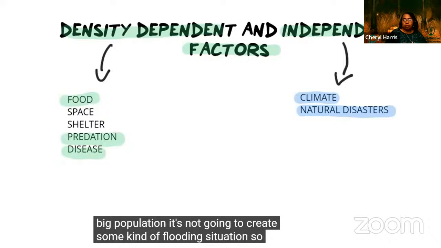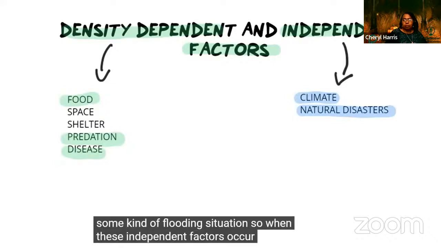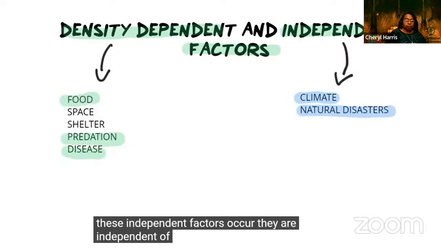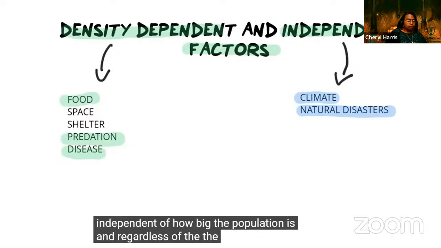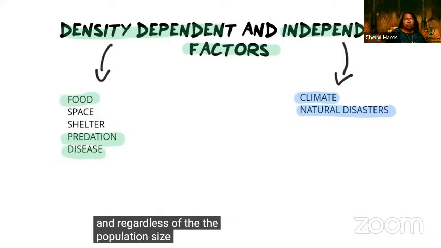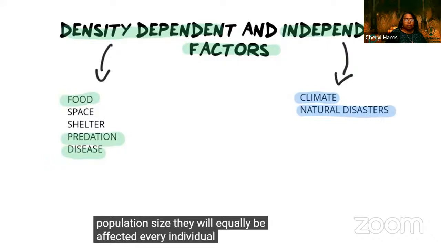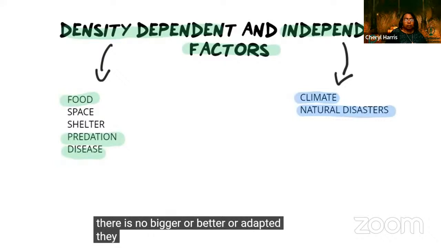So when these independent factors occur, they are independent of how big the population is, and regardless of the population size, they will equally be affected. Every individual. There's no survival of the fittest necessarily. There is no bigger or better or adapted. They are all equal, and they all succumb to the drought, the flood, or the tsunami.